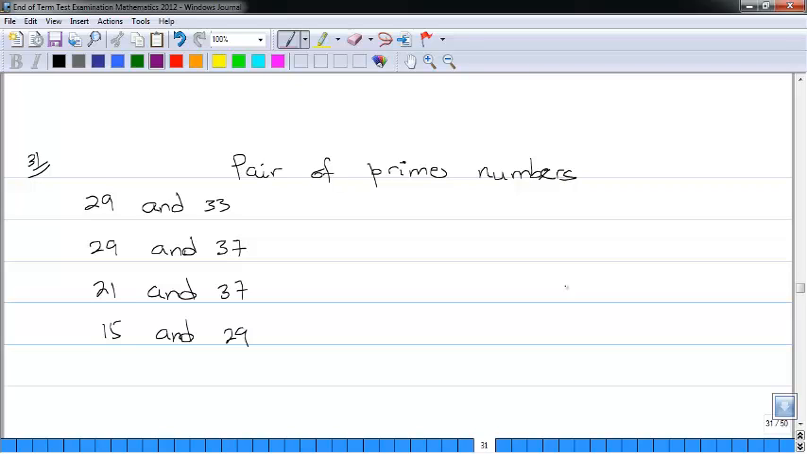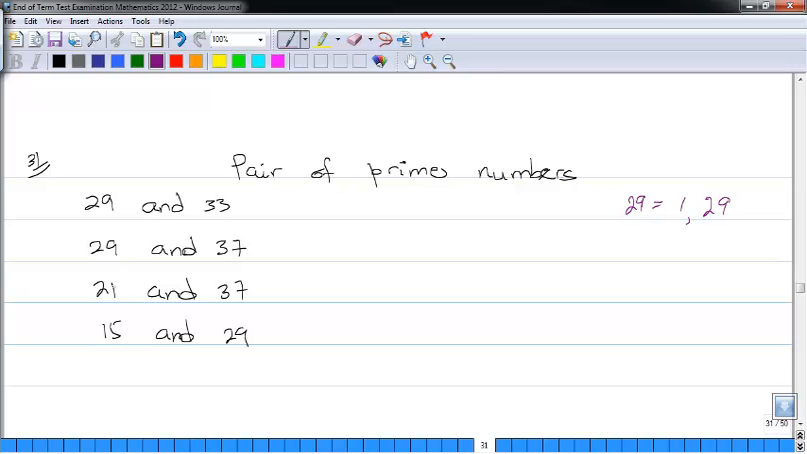Is 29 prime? What are the factors of 29? The only things we know can go into 29 are 1 and 29. So we know that the answer must have 29 in it.